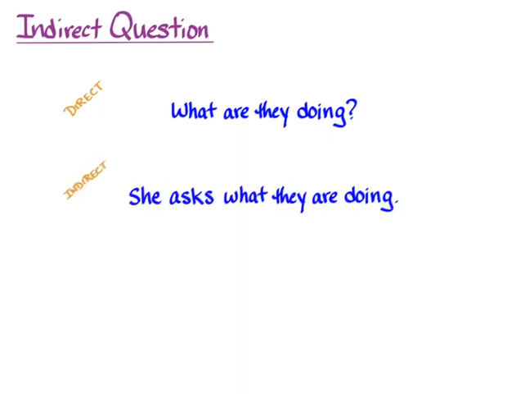She asks what they are doing. So there we are talking about what she's asking, and that means we're going to put that question in, but indirectly. You can see that in English, the word order changes a bit, and we make other adjustments in different tenses and with different pronouns and adverbs when we express questions indirectly in English. But we're going to talk about how to do it in Greek.